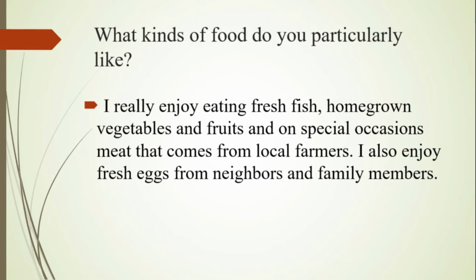What kind of food do you particularly like? I really enjoy eating fresh fish, homegrown vegetables and fruits, and on special occasions, meat that comes from local farmers. I also enjoy fresh eggs from neighbors and family members. Now you don't have to use the same structure, but the idea is that you need to mention a variety of food that you like, because the question is what kinds of food do you particularly like? So you can say, I really enjoy eating fresh food, homegrown vegetables, homemade foods, for example, fresh eggs or meat or vegetables that are grown by local farmers.